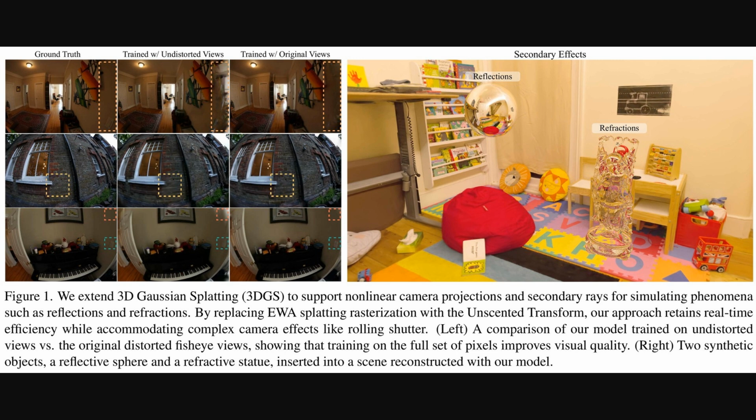They've added synthetic objects into a scene reconstructed with their model. You can see a shiny sphere showing reflections and a glass statue showing refractions. This highlights that ability to handle secondary effects we talked about.